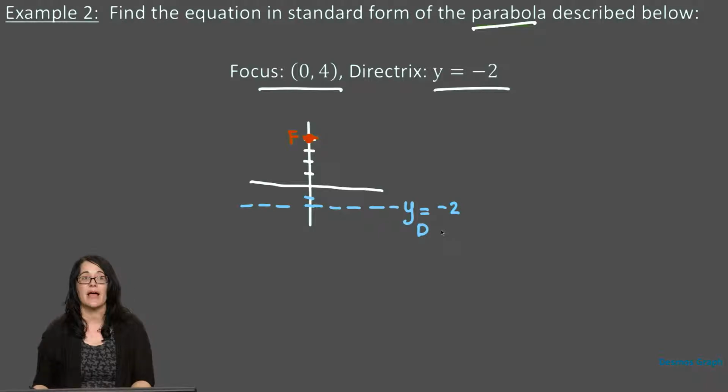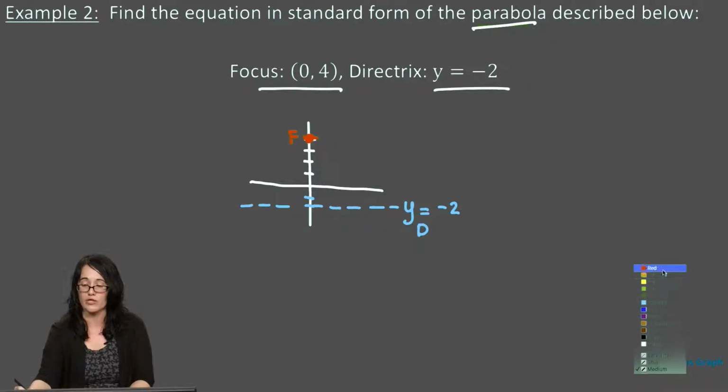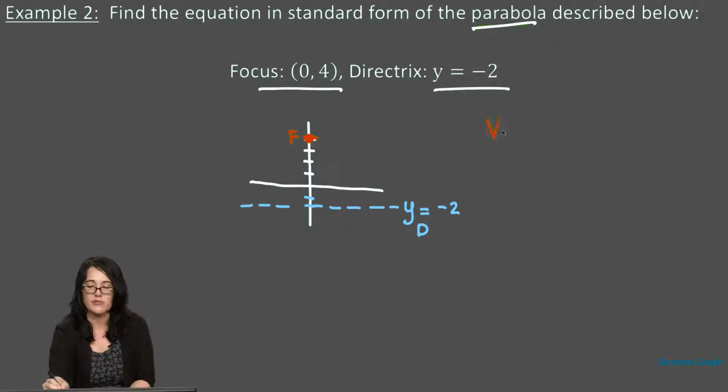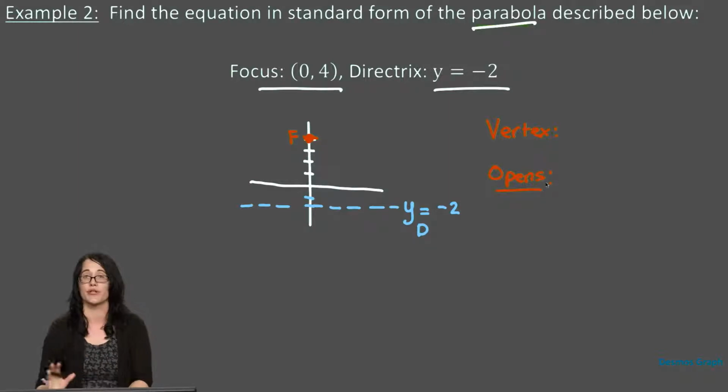Okay. So now that we have our directrix at y equals -2 and our focus above it at 0, 4, can you figure out with me where the vertex is and how it's opening? We need those 2 pieces of information in order to get our equation, don't we? So where is your vertex, and what direction am I opening in? Once I have that, I'm really close to getting my equation finished.